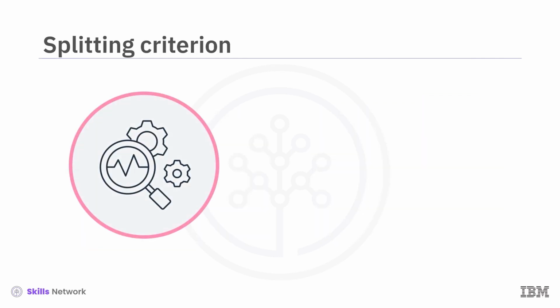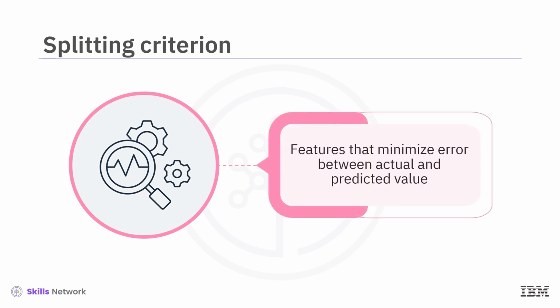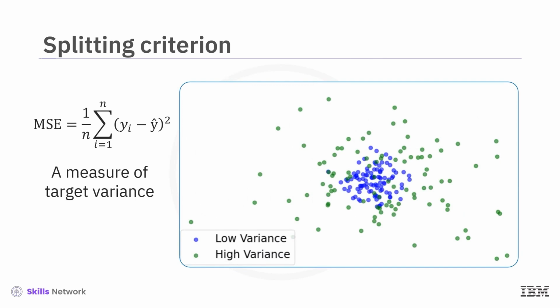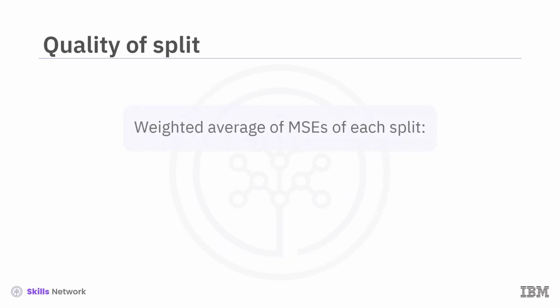Instead of using the entropy or information gain criteria to measure the quality of a split, as for decision trees, regression trees select features that minimize the error between the actual values, y_i, in the resulting nodes, and the predicted value, y hat. A natural criterion for measuring the split quality of a given feature uses the mean squared error, or MSE. Notice that this amounts to measuring the variance of the target values within each node, which gauges how spread out the values are. The smaller the variance is, the more closely the values agree. To measure the quality of a split, the weighted average of the MSEs of each split node can be used.